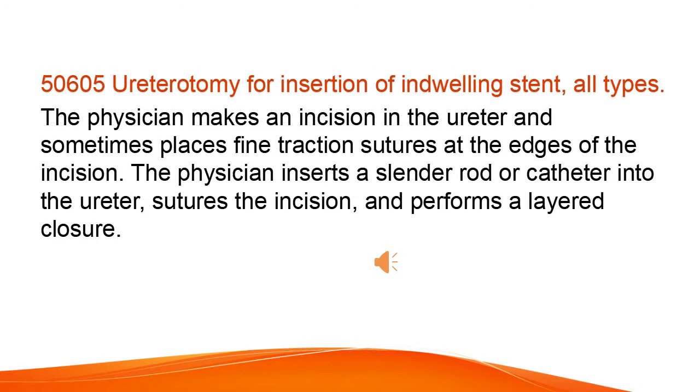Ureterotomy for insertion of indwelling stent, all types. The physician makes an incision in the ureter and sometimes places fine traction sutures at the edges of the incision. The physician inserts a slender rod or catheter into the ureter, sutures the incision, and performs a layered closure.